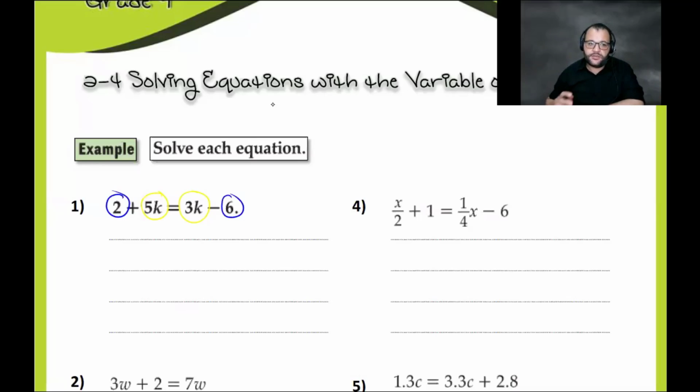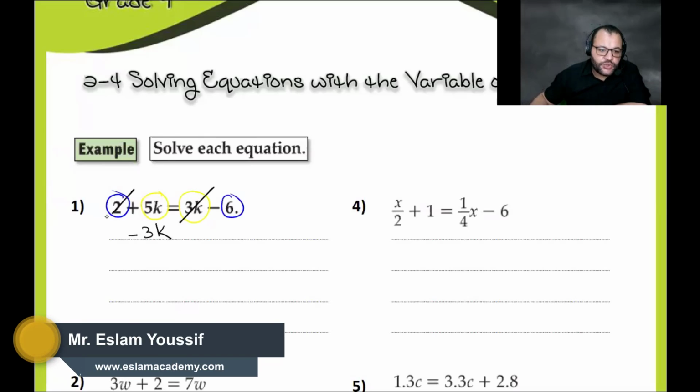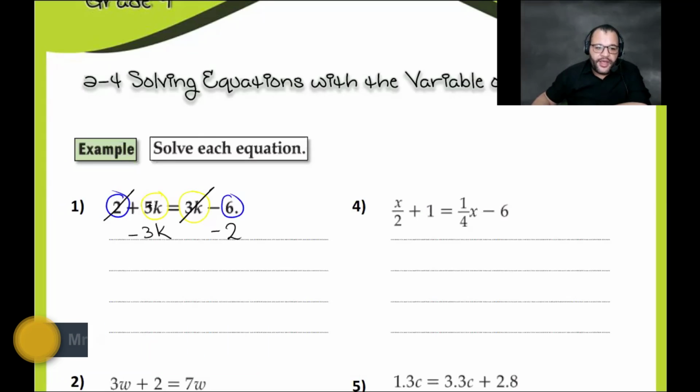You understand it? So I will shift here the 3K. It's positive, so it will be negative 3K. And I will shift here the 2. It was positive, so it will be negative 2. Now we have 5K minus 3K equals 2K.